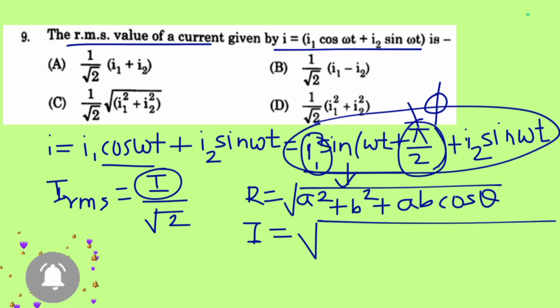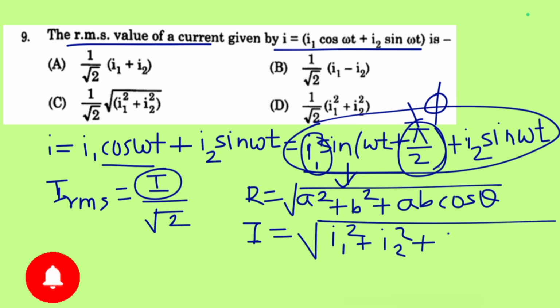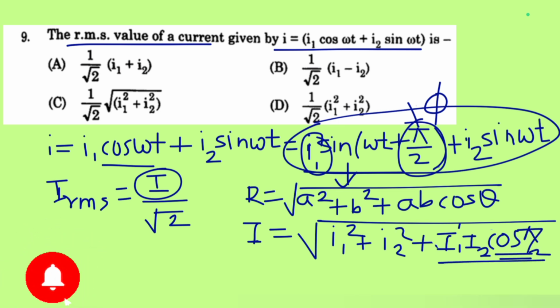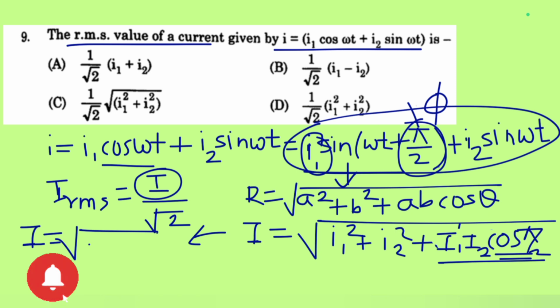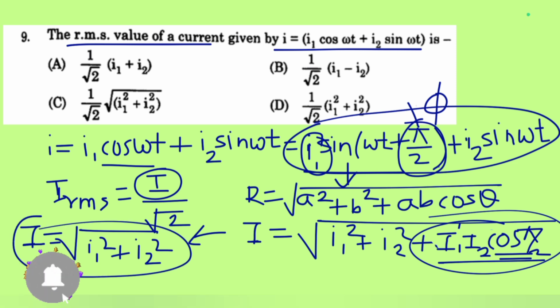under root of I1 square, where I1 is the amplitude of the first current, plus I2 square plus 2 I1 I2 cos theta. Now in place of theta or phi we take pi by 2. We know that cos pi by 2 is 0, so this whole term will become 0. So what is remaining here? I equal to under root I1 square plus I2 square, because the whole term becomes 0. Now this is the value of I.